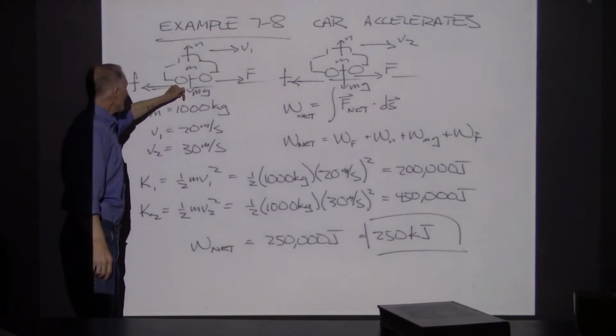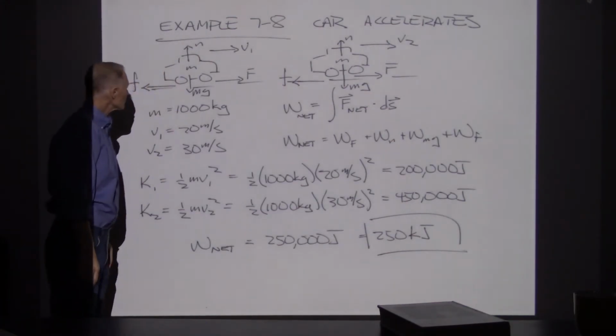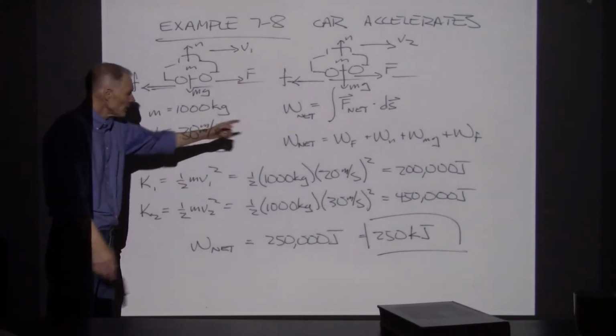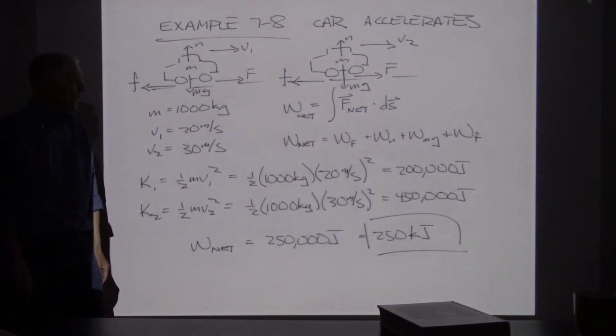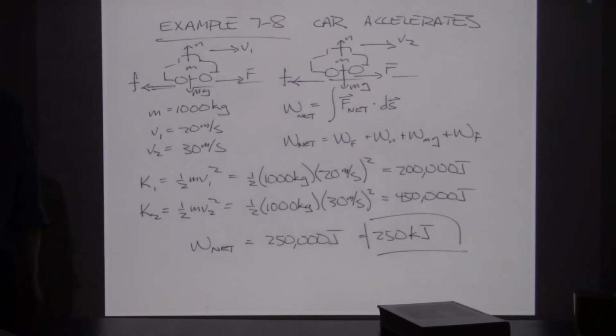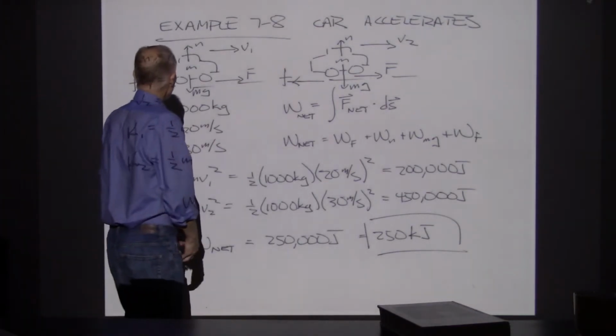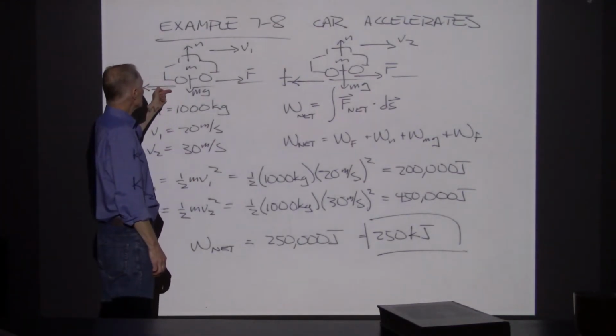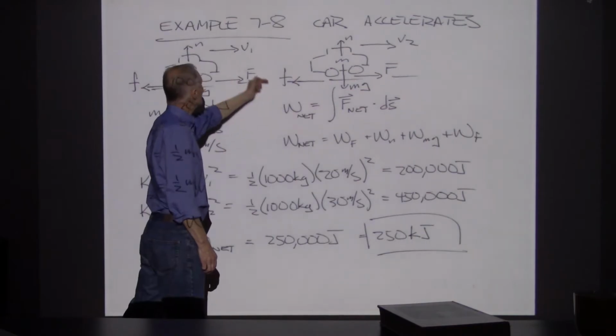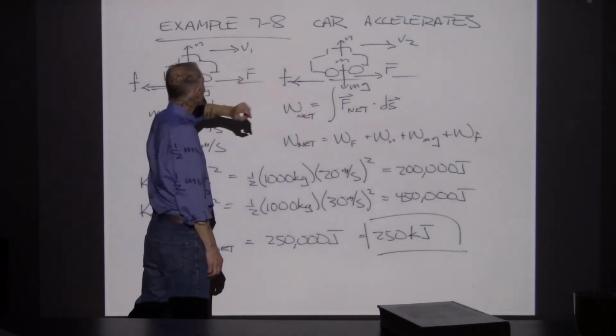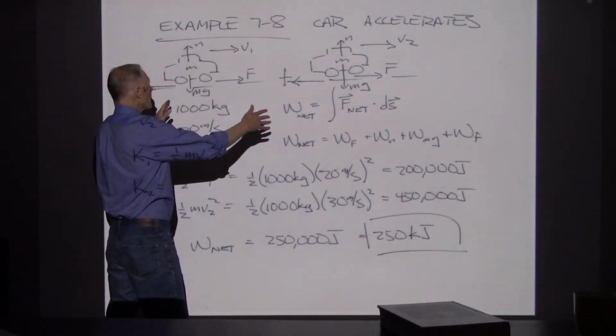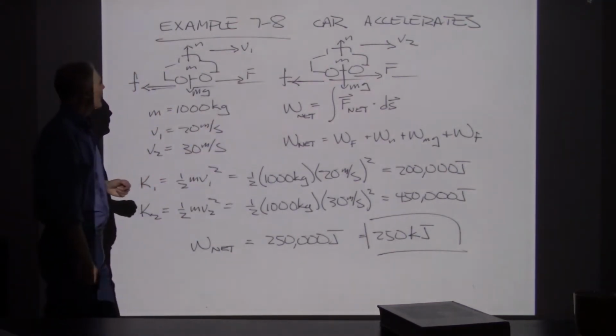Now I've also got gravity and a normal force. Which of those is going to provide the 250,000 joules of work? One of those forces has to transfer work, provide work and energy transfer into the car. And the direction of displacement is here. So here's V1, there is V2. I need a force specifically in the direction of displacement.